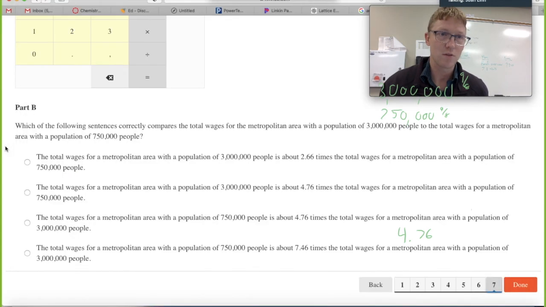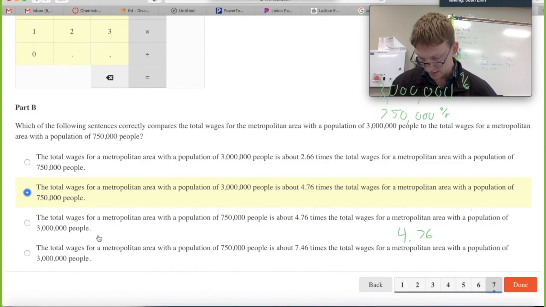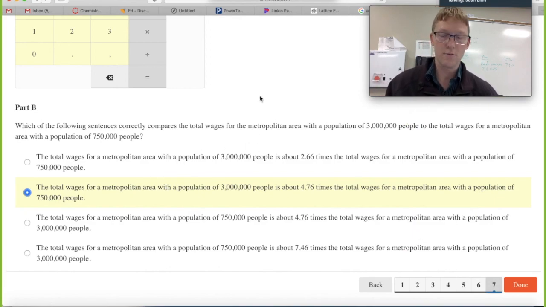So let's see what answers they have. The total wages of a metropolitan area with 3,000 is about 2.66 times the total wages, 4.76 times the total wages. That's going the opposite direction, and that's just the wrong number. So that's the one we'll go with, 4.76. So there you go. Check on learning for section 6.1. Check.